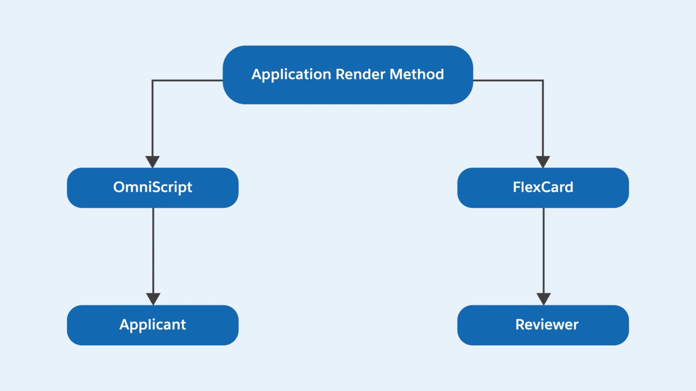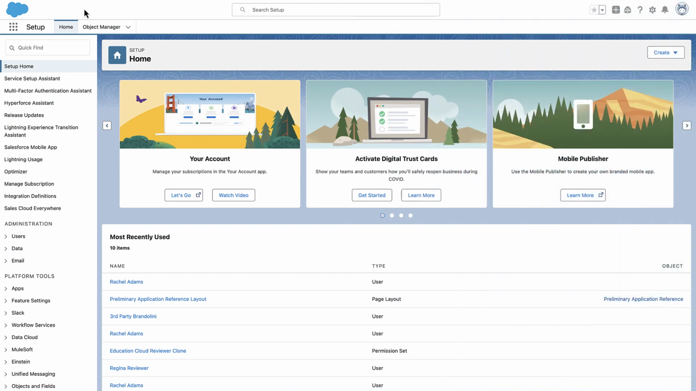Remember that OmniScripts collect the information from applicants, and FlexCards display the information in the individual application record. Let's say you have a profile section in your application. You need an application render method record for the OmniScript and one for the FlexCard. Create an application render method record and give it a record name that clearly identifies what it's for.